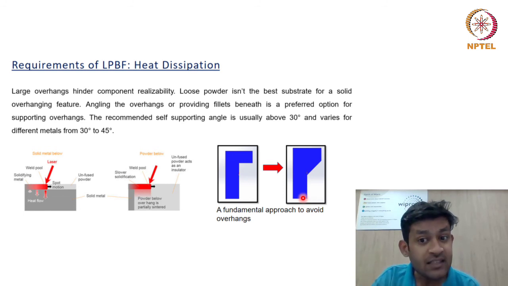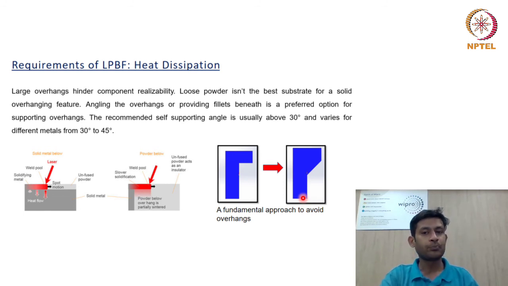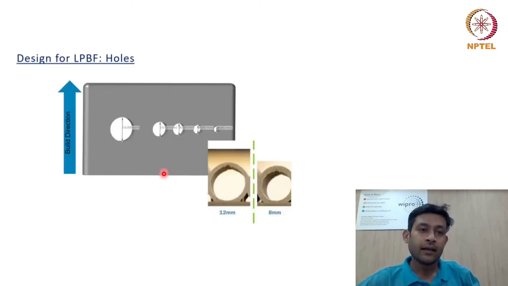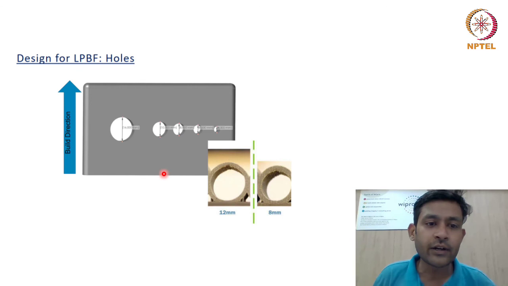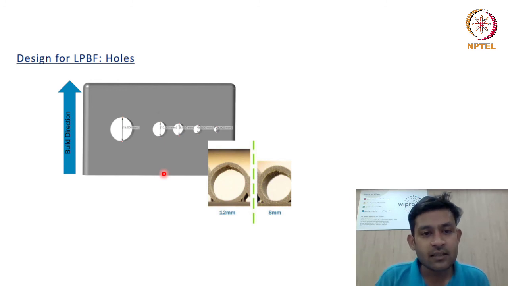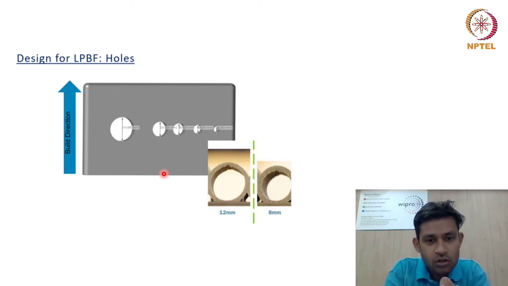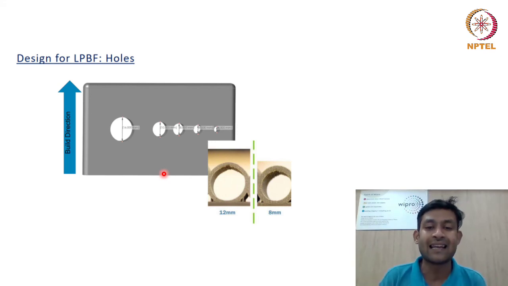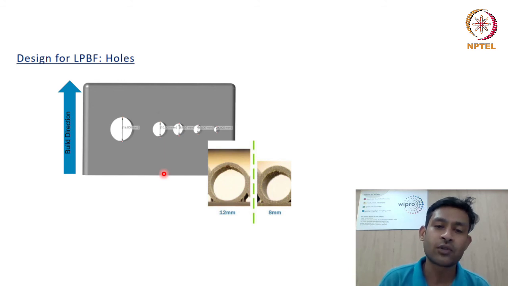Now, what happens if you don't do so? That is what we are going to see in the next slide. Here I have different holes ranging from 4 mm diameter to 16 mm diameter. In this particular case, you can see I also have a part where we try to produce a 12 mm hole without any support structure and an 8 mm hole without any support structure.